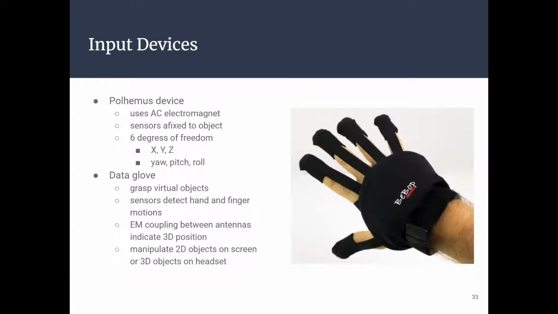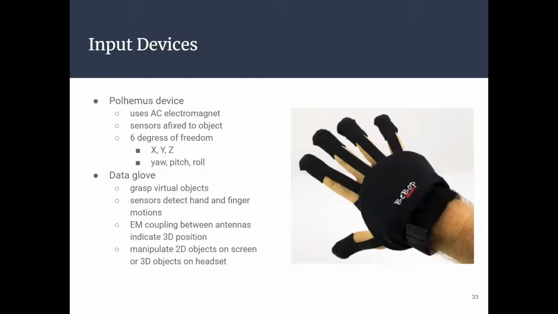Additionally, we have Polhemus devices. They use alternating current electromagnets. We take these devices as sensors and fix them to objects that we want to track. They're very useful because they provide 6 degrees of freedom. We can track XYZ coordinates as well as the tilting of an object, which can be seen as yaw, pitch, and roll.